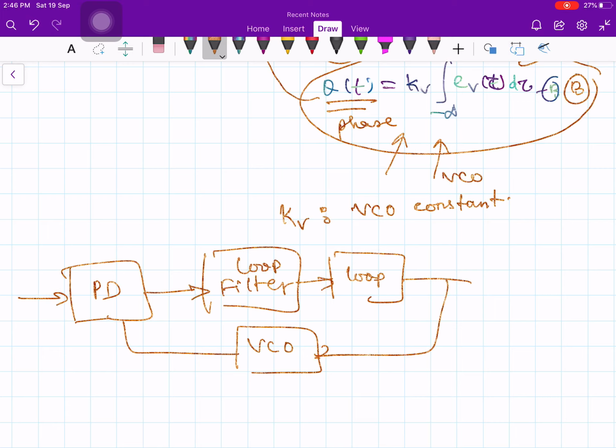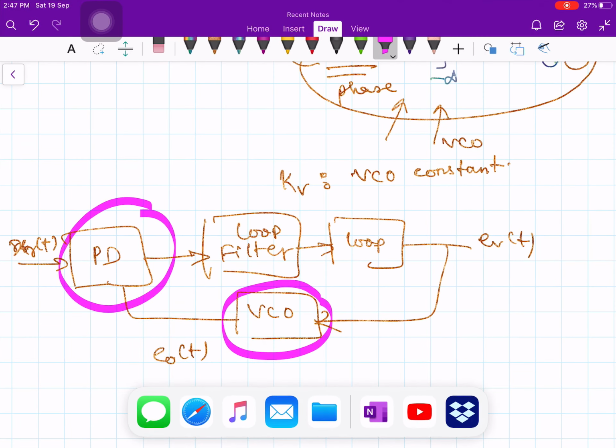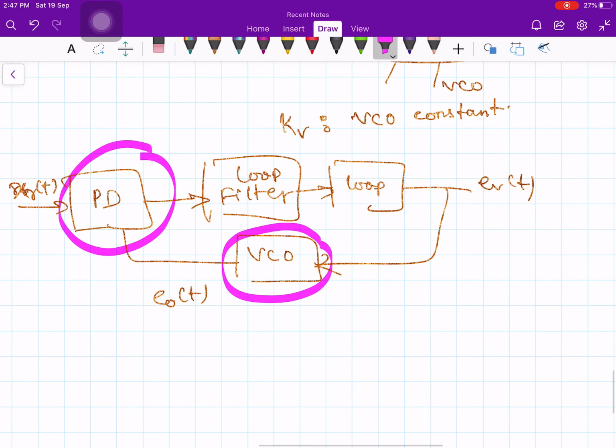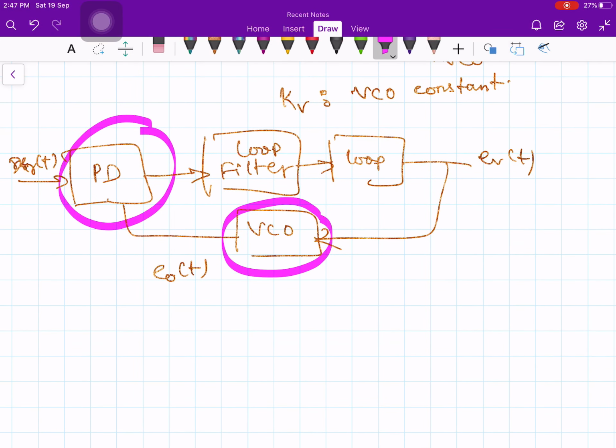Like this. This is my EV of t, E naught of t, XR of t, and so on and so forth. So these two components are new for me, the phase detector and the voltage controlled oscillator. Having got the characterization for each of them, let us develop a mathematical model which will serve as a framework for our discussion and understanding of the working of the PLL. So our next job is to develop the mathematical model.